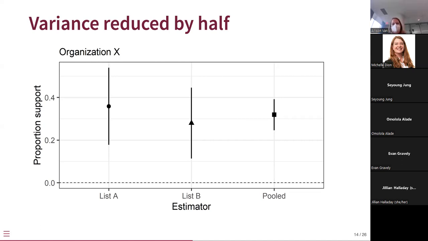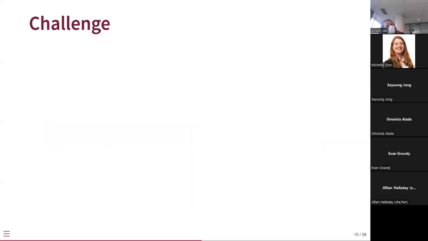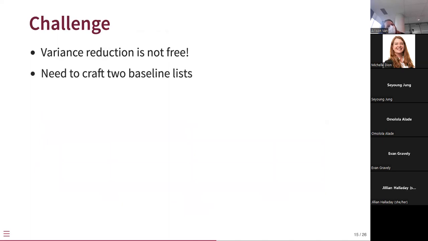So this is good, right? We are getting a lot of improvement. This means that if before you needed 1,000 people, maybe now you can afford to have 500, at the cost of maybe just one extra question in your survey. But the challenge is that this variance reduction is not free. You now need to craft two baseline lists. This is costly because you have to make two lists that are comparable, so that you can attribute the effects that you observe to the presence of the sensitive item and not to the difference between the lists. And this can go wrong.